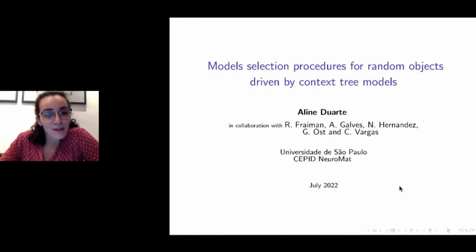And I would like to formalize mathematically the experimental protocol that Claudia told you before, and also formalize the mathematical model that we use to formalize all this problem. And in the end, I will speak a little bit about the model selection procedure that we use in this class of model.